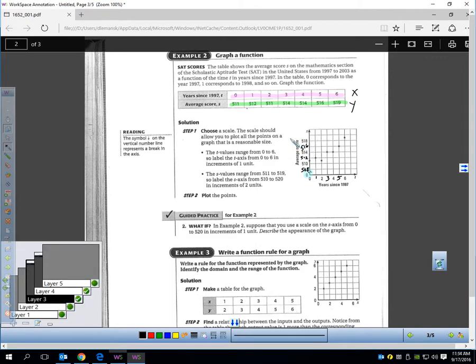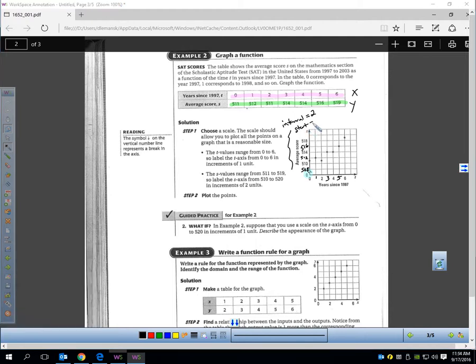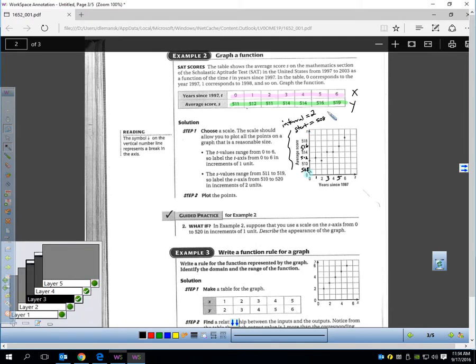Are you seeing that the interval that they chose here is 2, and once they skipped from 0, they started the graph at 508? So we're going up by 2's from 508 on up, and it allows me to plot these points. And this looks nice, and it's in a reasonable size graph. I don't have 10 sheets of paper taped together to make it work.